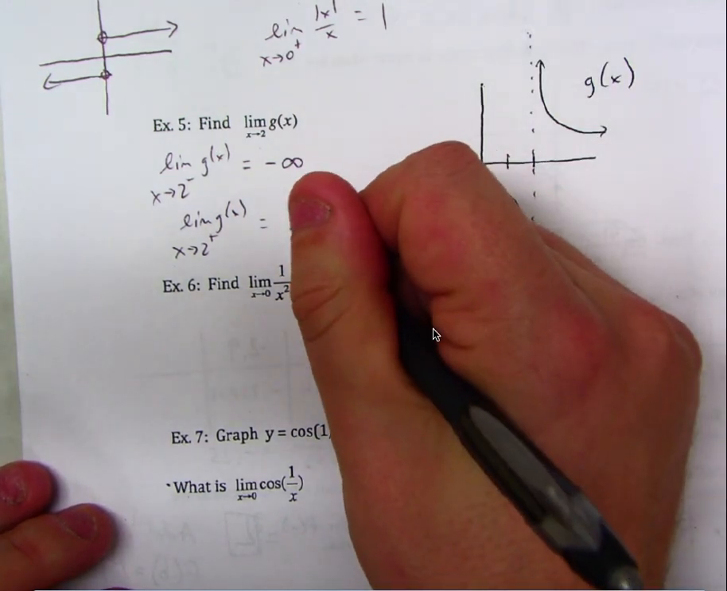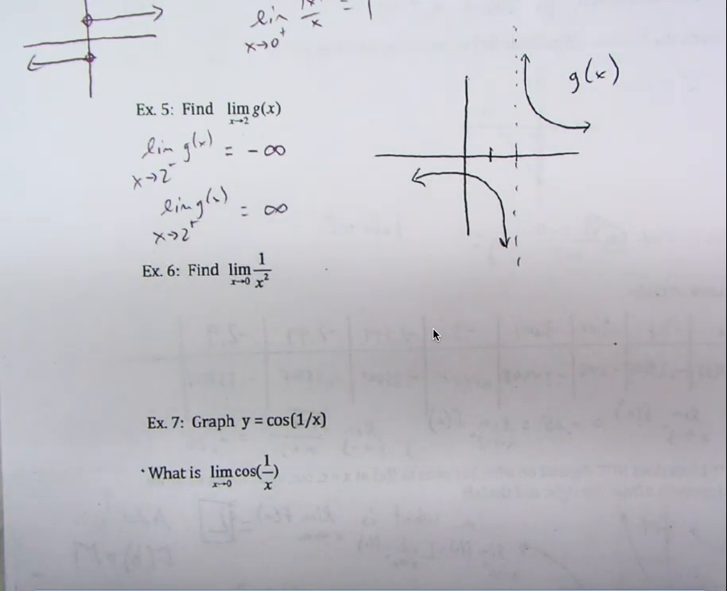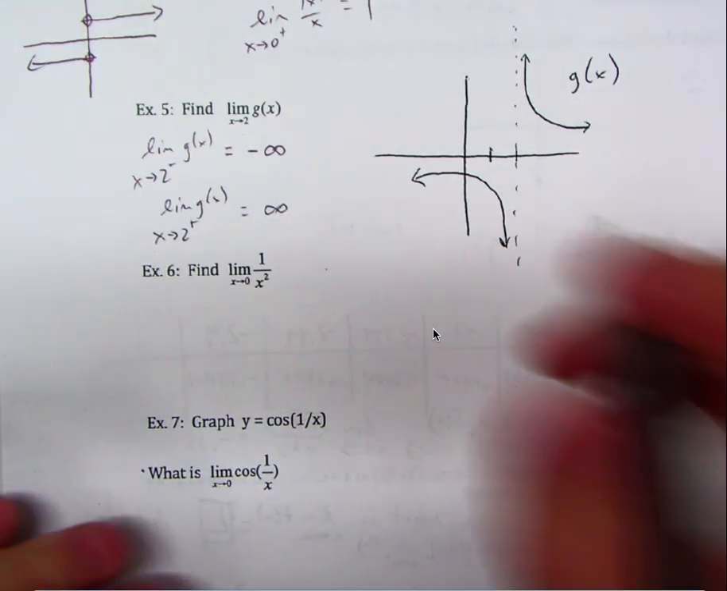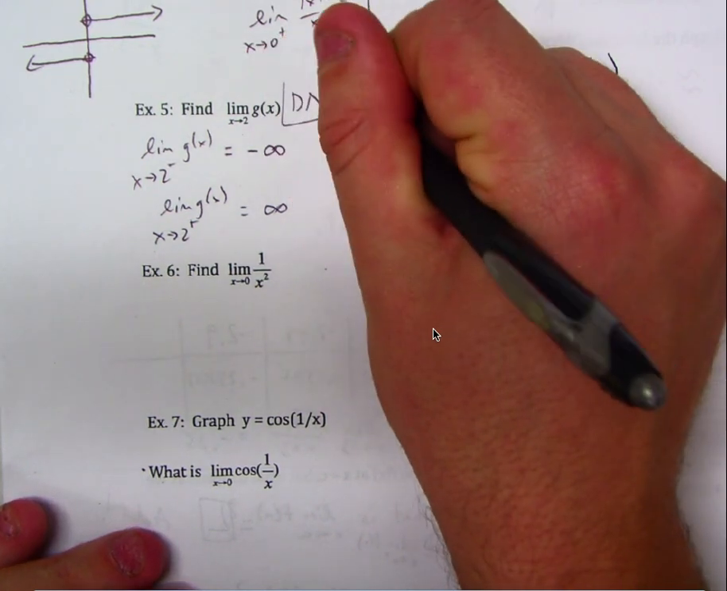Going up to infinity and beyond. There we go. But you may look in the back of the book and it might say does not exist, because technically a limit is supposed to be a number.